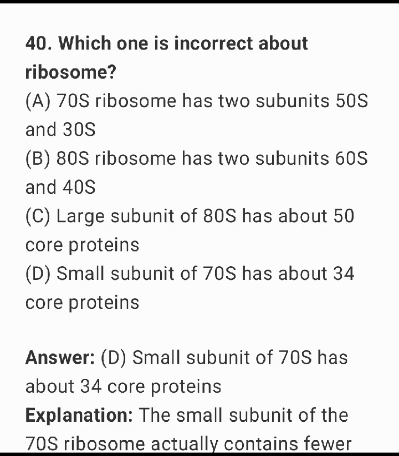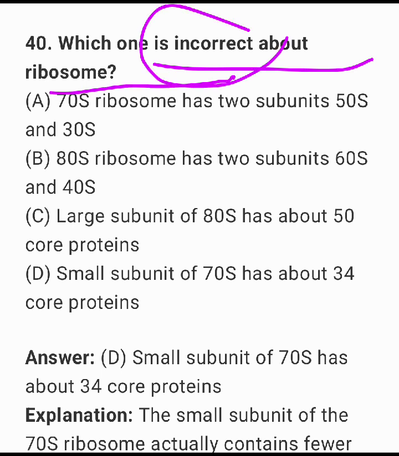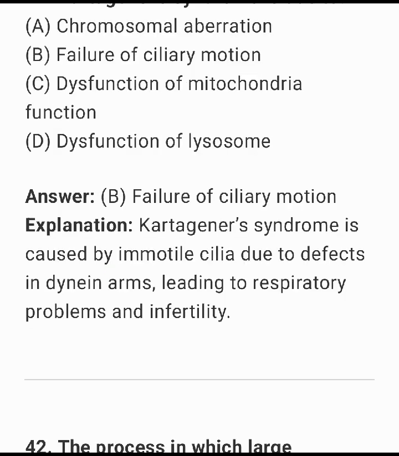Which one is incorrect about ribosomes? So option number D. Small subunit of 70S has about 34 core proteins. Actually it is less than 34 core proteins. Next is Kartagener syndrome is due to, so it is due to the failure of ciliary motion. It is quite an important question. Kartagener syndrome is due to failure of ciliary motion.